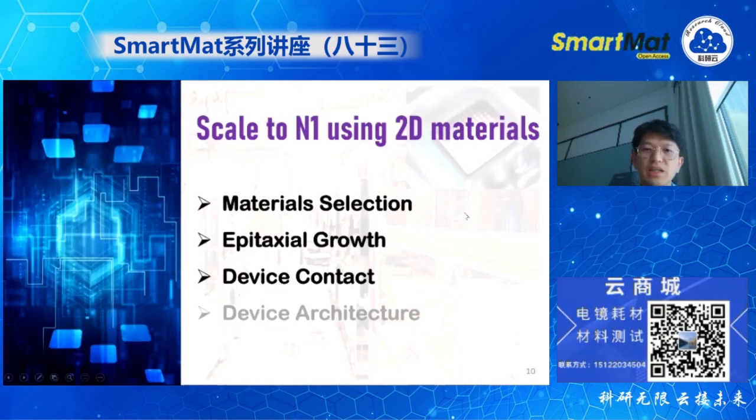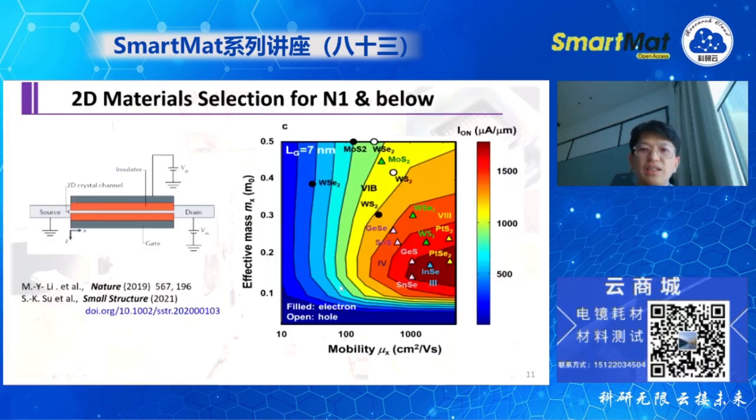Okay, so the second point, let me draw your attention to how to determine whether a 2D material has a chance for N1 scaling. I'll discuss this from three perspectives. The first one is material selection. The second one is how to do the growth. And the third one is device contact. So let me very quickly go through this slide.